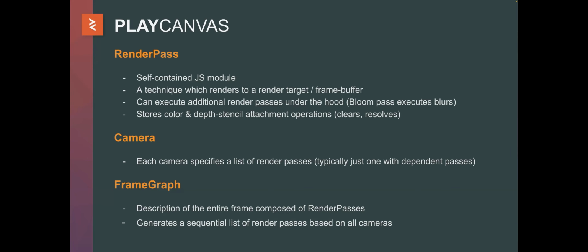So in the engine, we created whole heaps of these render passes. I'll go into details a bit later. And then on the camera, you attach a list of them, or typically just one with lots of dependencies. And that specifies the way the camera renders. Now, in the scene, you often have more than one camera, and the frame graph compiles a list of render passes out of all cameras. It basically creates a sequential list of them that we can send to the GPU.